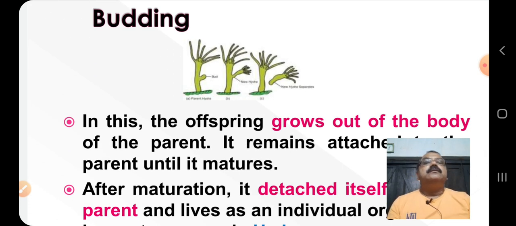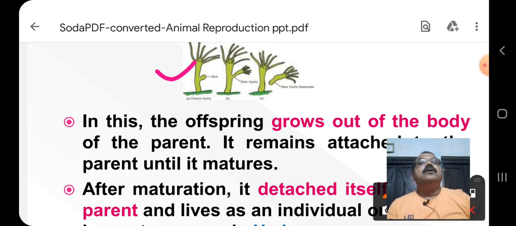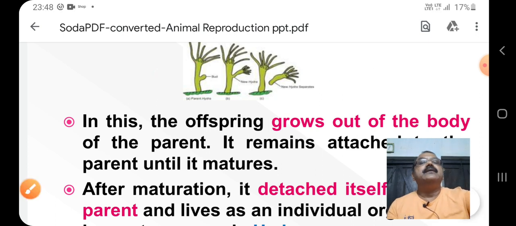Friends, budding is another type of asexual reproduction. In this case, a bud is formed in the parent body, which later on detaches after full growth and develops into an individual. Budding is mostly seen in case of hydra. This is the budding of hydra.